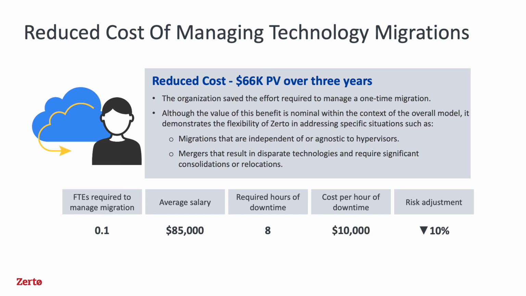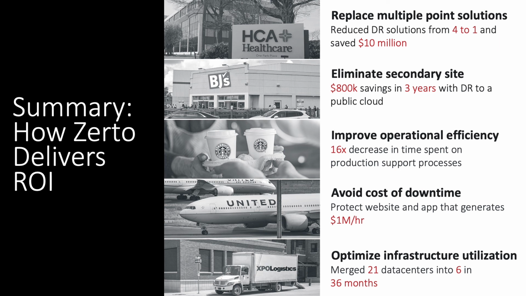But let's actually put some customers and some actual logos up and understand exactly how they benefited from the Zerto IT Resilience platform. Here's a summary of just a few major organizations that saw quantifiable differences using Zerto instead of legacy backup, legacy disaster recovery, and cloud migrations. The first one is HCA Healthcare. They were able to reduce their DR solutions from 4 to 1, and they saved over $10 million over a period of time. BJ's was able to completely eliminate the physical secondary site and move to the public cloud. This led to over $800,000 in savings in 3 years.